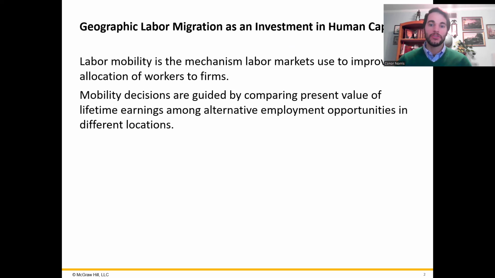healthcare. We see this all throughout the labor market as well, where firms in one location won't have enough workers nearby that have the skills that they need.